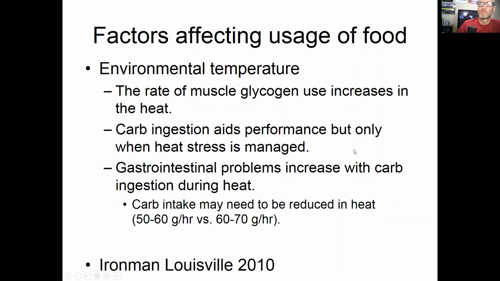Environmental temperature influences usage of fuel. The rate of muscle glycogen use increases in the heat. Carb ingestion aids performance, but only when heat stress is managed. GI problems increase with carb ingestion in the heat. So we see this circular problem that happens.